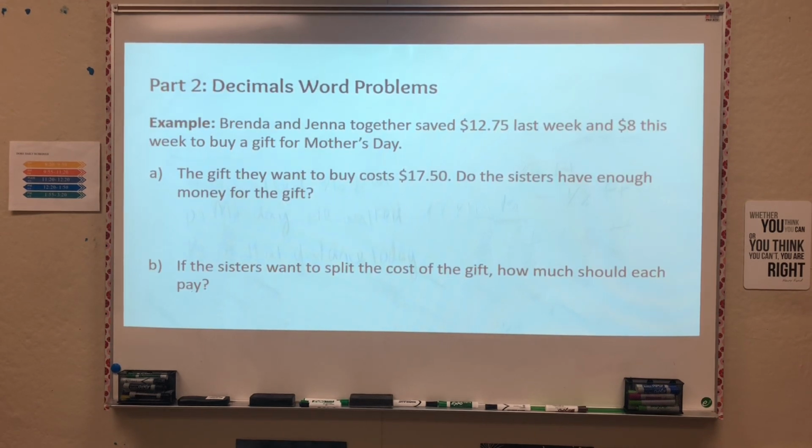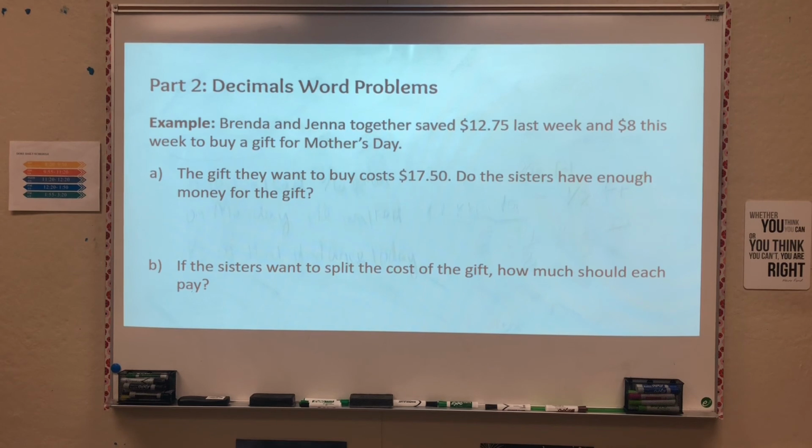We're going to go on to some decimals. The example I've got says Brenda and Jenna together saved $12.75 last week and $8 this week to buy a gift for Mother's Day. They're planning in advance because Mother's Day is not nearby. The gift they want to buy costs $17.50. Do the sisters have enough money for the gift? I see some of you are already doing math. Tell me what you're thinking we need to do here.